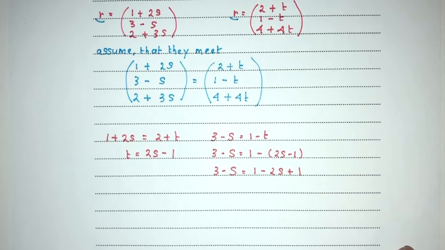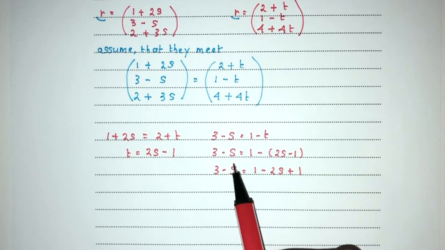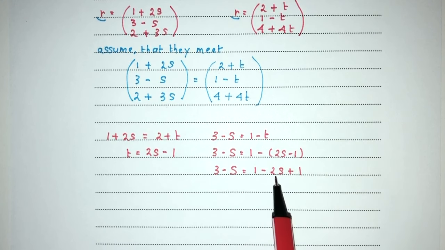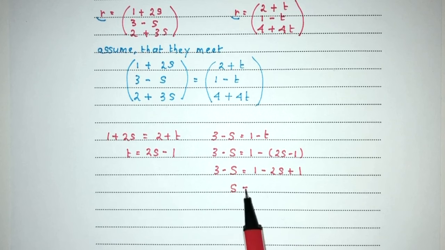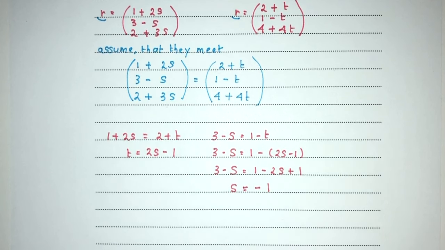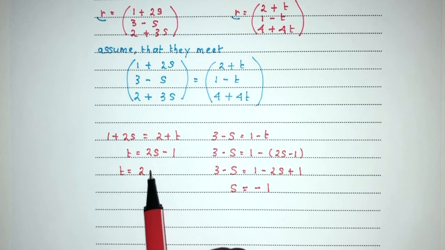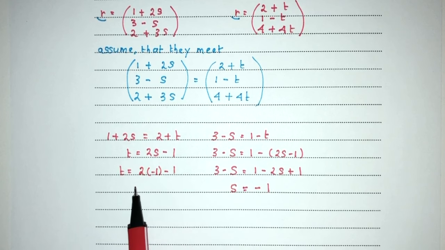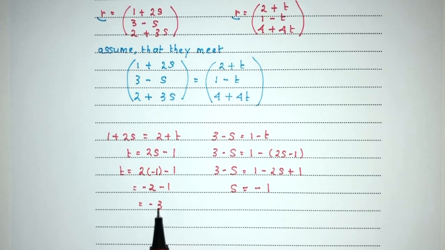Now simplify, let's see what happens, right? So let's send s over here. That will be minus s plus 2s, that will be s. 1 plus 1 minus 3. That should be minus 1. Right, if that makes sense. Now for this one, t has to be 2 times minus 1, minus 1. That should be minus 2, minus 1. That should be minus 3.